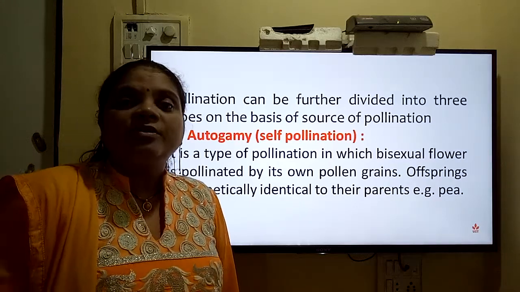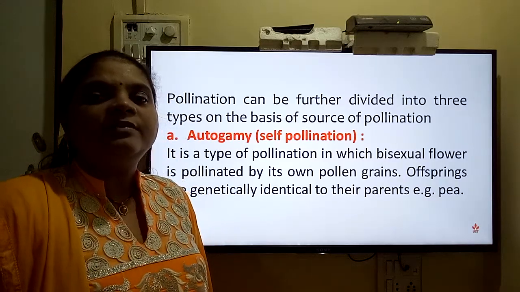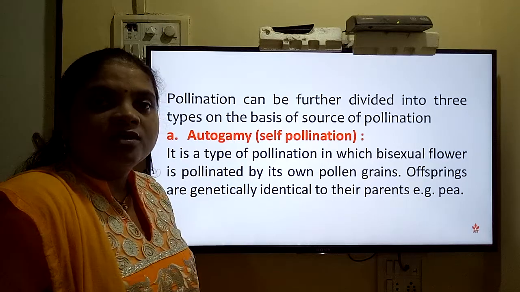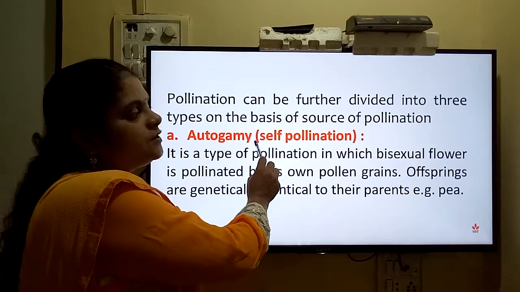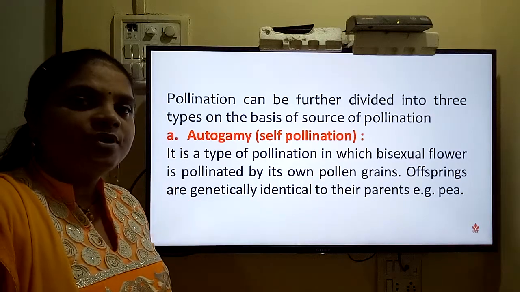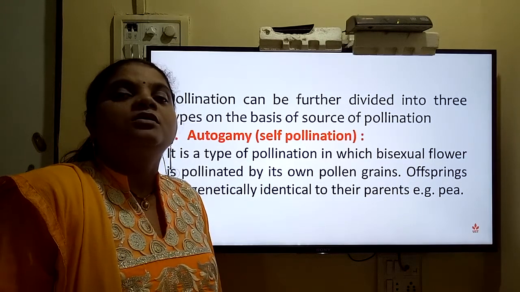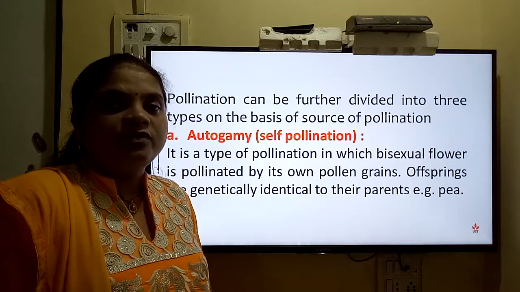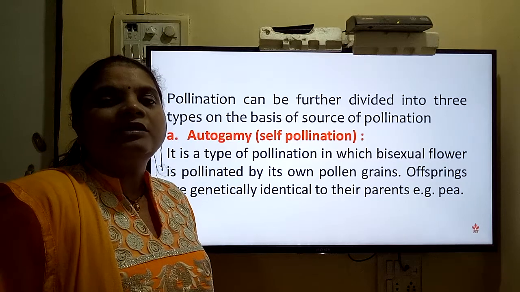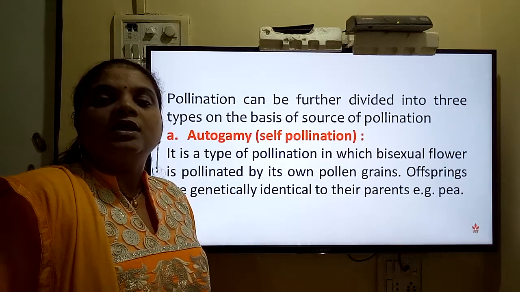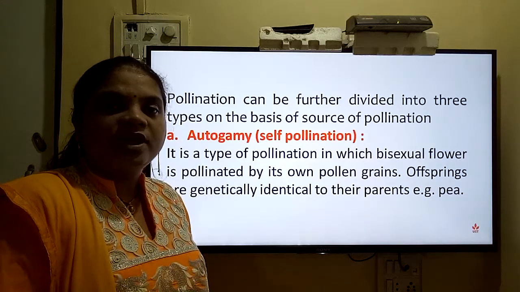Now, on the basis of self-pollination and cross-pollination, there are three main types: autogamy, geitonogamy and xenogamy. First we will study autogamy. It is a type of self-pollination. What is that? Transfer of pollen grains of the anther to the stigma of the same flower, that is autogamy. Due to this, there are no genetic differences in the offspring, because pollination is carried out in the same flower.